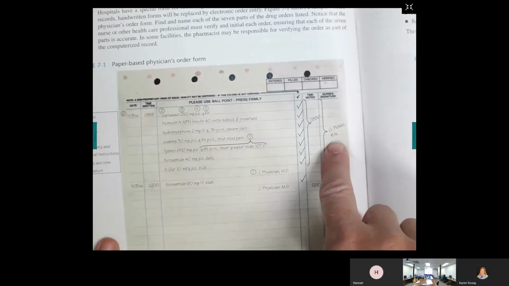And then over here to the side, it's the time noted. This is the time that it was given. It was written at 8:15. They gave the first dose, or the initial dose, at 8:30. And then notice they checked off that they gave all of them. And then the nurse that gave them did the brackets, or she should have probably penciled in that she gave all of them. It just depends on where you're at. But she signed off that she's the one that gave them.